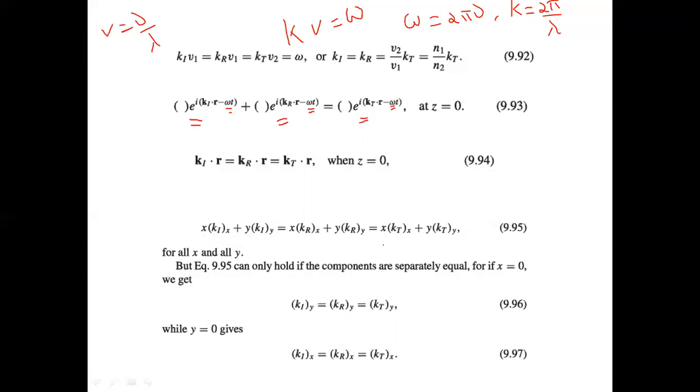Okay, but now let's equate the components. We're just equating the components here. If these have to be equal, they have to be separately equal. That is, their y components have to be separately equal, and their x components have to be separately equal.